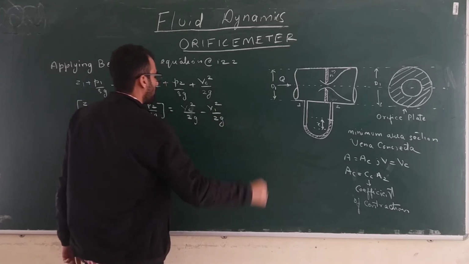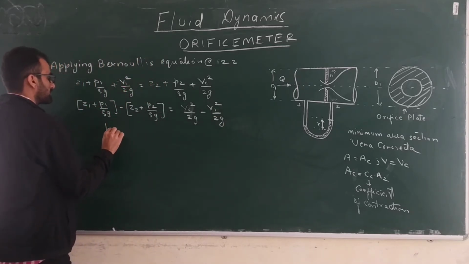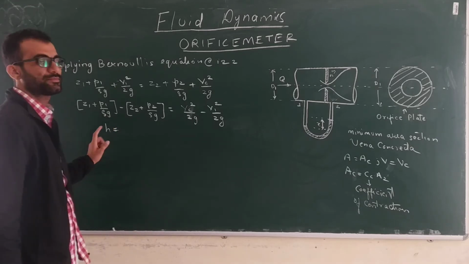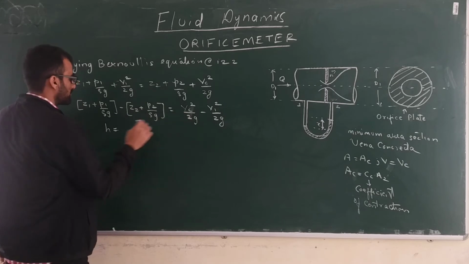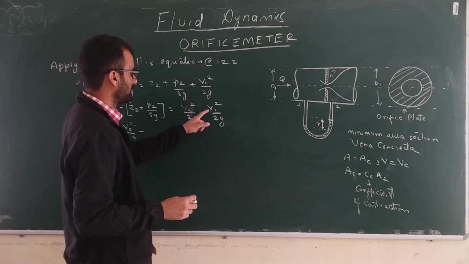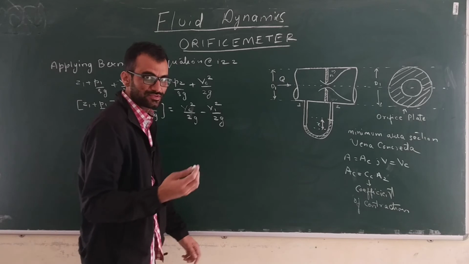This is your h, we represent this by small h. This is our difference in the piezometric heads. Alright, this h is equal to Vc square by 2g minus V1 square by 2g. I can write V1 in terms of Vc using the continuity equation.